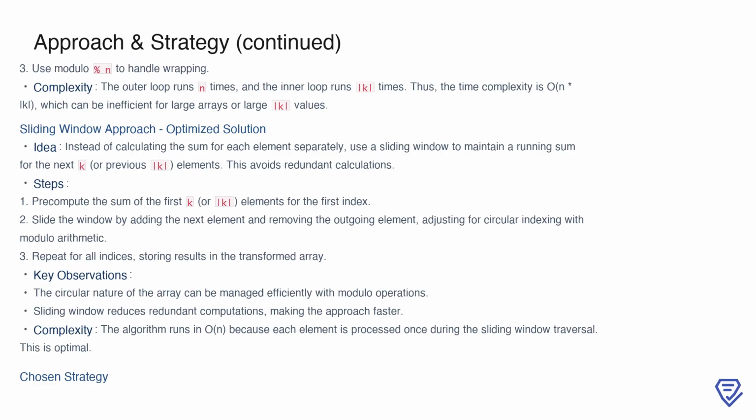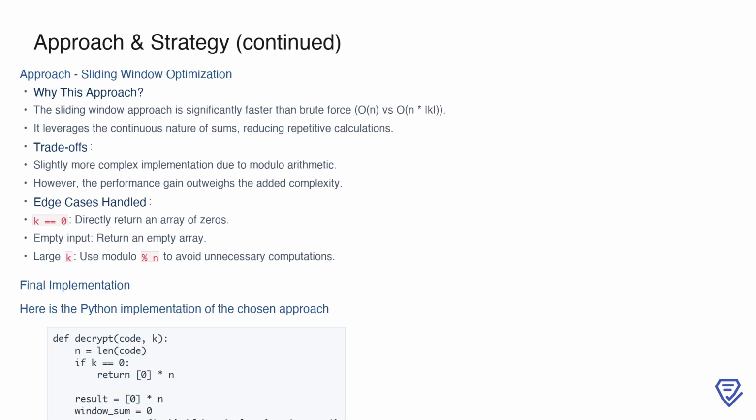The sliding window approach achieves a linear time complexity of O(n), making it significantly faster and more suitable for larger inputs. The sliding window approach is not only faster but also leverages the continuous nature of the sums to eliminate unnecessary recomputation. By efficiently managing the window with modulo arithmetic, we can process each element in constant time during the traversal. While the implementation is slightly more complex due to the need to handle circular indexing, the performance improvement makes it worthwhile. This approach also handles edge cases seamlessly.